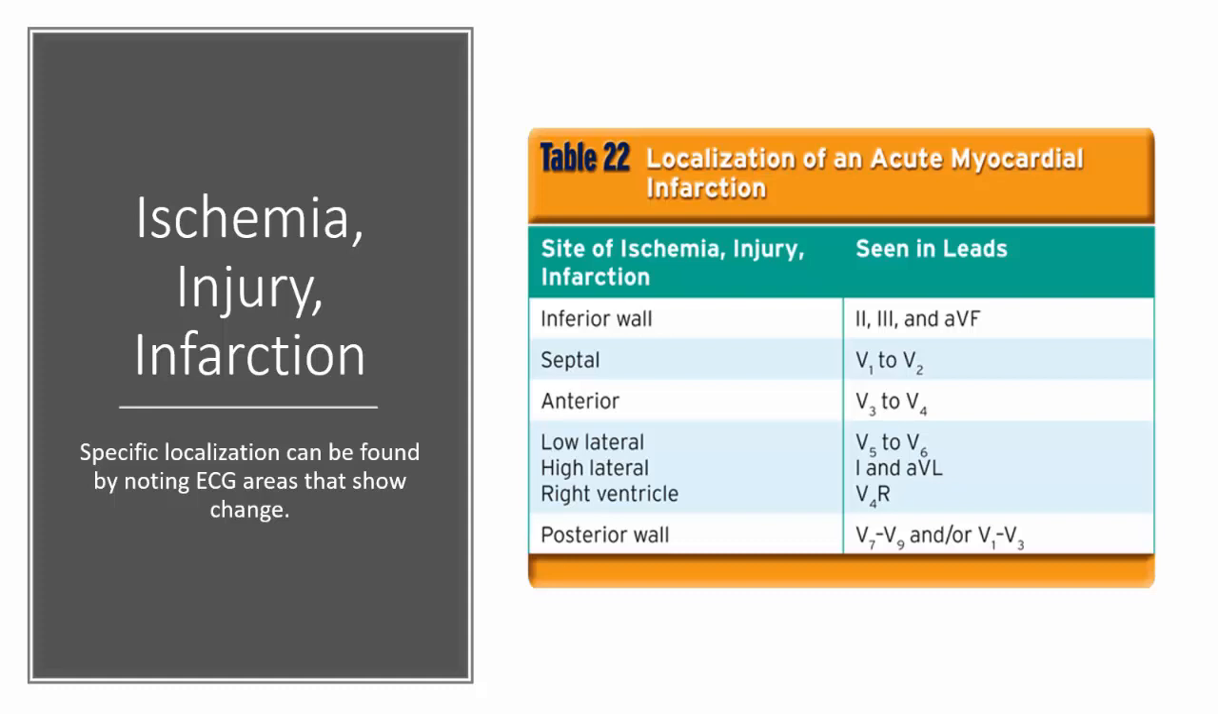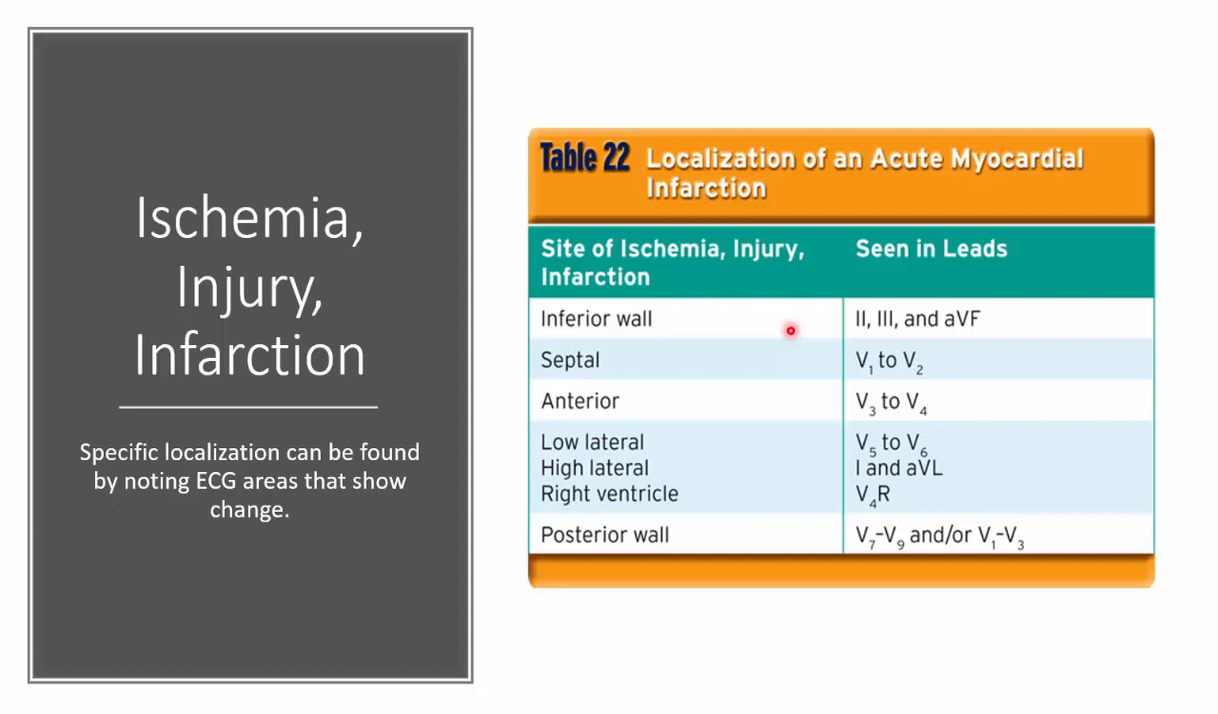So again, this is just a reminder of what you will see. Inferior wall, you'll see issues in 2, 3, and AVF. Septal wall is V1 and V2. Anterior, V3 to V4. High lateral is going to be 1 and AVL. Low lateral is V5 to V6.